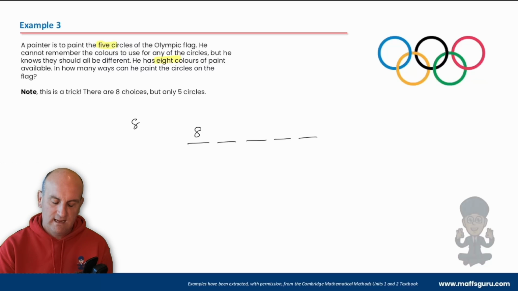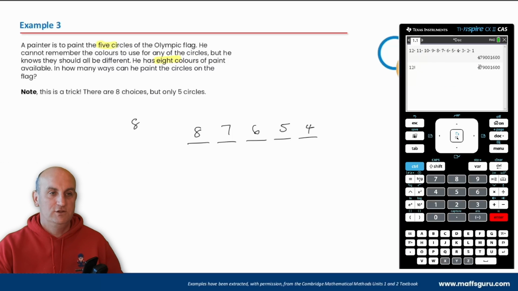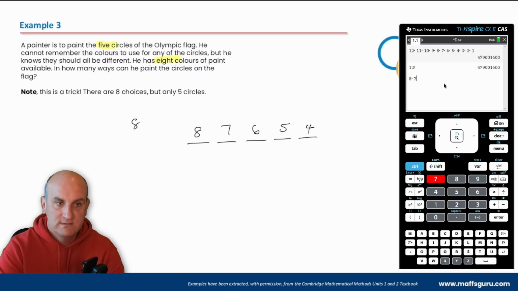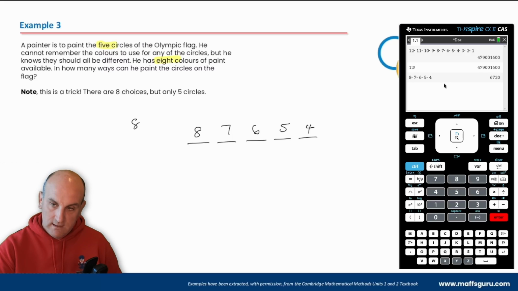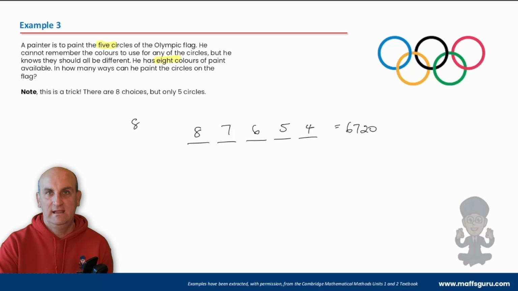So my first choice, I'm going to have 8 colors, then 7 colors, 6 colors, 5 colors, and 4 colors. Now in that situation, I can't actually use factorial notation. Why? Because factorial would mean 8 times 7 times 6 times 5 times 4 times 3 times 2 times 1. So in this situation, I would have to do 8 times 7 times 6 times 5 times 4, and that's my answer there, to give me the grand total of 6,720 different ways of effectively using those 8 colors in 5 different ways.